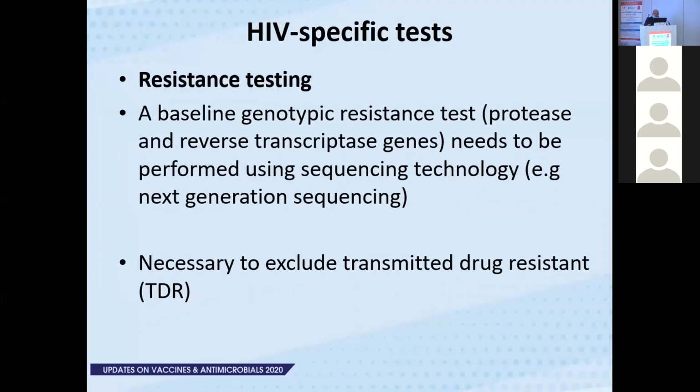The third HIV specific test is the resistance testing. At baseline, we use a genotype resistance test. Phenotypic resistance testing is not commonly used because it is laborious and takes a long time to give the result. So it's basically a genotypic resistance test for protease and reverse transcriptase genes. You do sequencing and you submit the data to a specific database, and you will get the answer about the resistance of the virus for these two categories of genes.